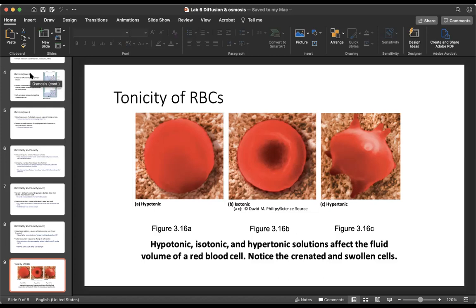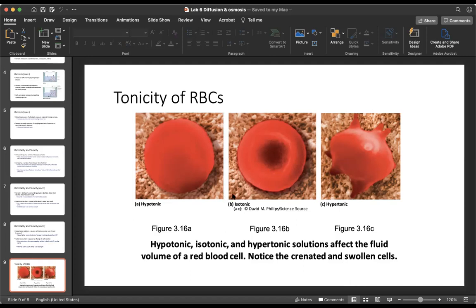And the cell on the right has been placed in a hypertonic solution with a lot more dissolved solids than inside the cell. And that causes water to leave the cell, and the cell shrinks and crenates. And the spikiness that you get is left over from the cell cytoskeleton kind of exposed as the cell membrane shrinks.